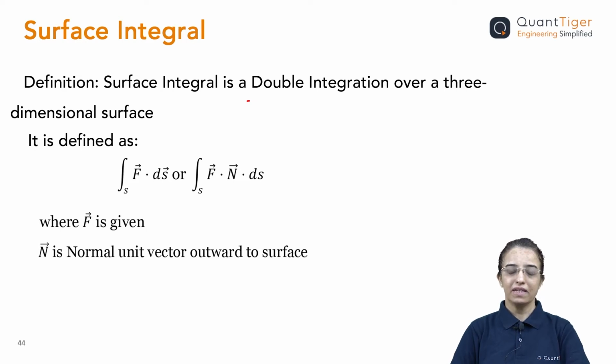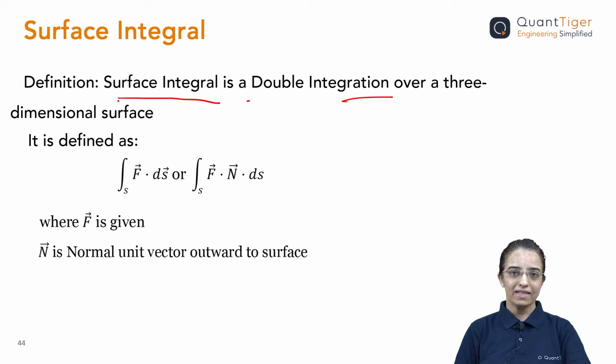Here, in a surface integral, we take a double integration, but it is a little different from the double integration we studied earlier. Here also we will be taking double integration, but it's a slight difference. Here we take the double integration over a 3D surface, a three-dimensional surface, whereas normally when we do double integration we take a 2D surface. So that's a major difference, you have to keep it in mind. So when we take a surface integral, we are taking double integration over a 3D surface.